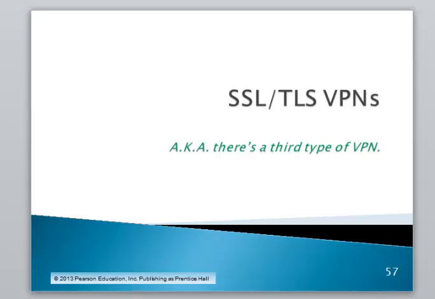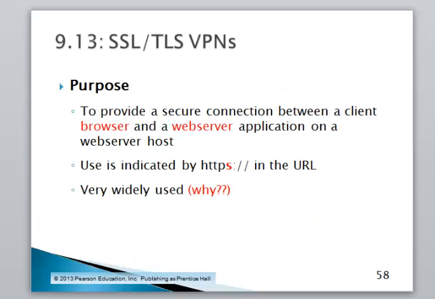Finally, after the book says there are two types of VPN, then it gives you a third type, right? The SSL TLS type of VPN, which is the most inexpensive type of VPN. It's the cheapest because it's not encrypting all traffic. All it's doing is just encrypting the traffic between your browser and a single web server. And I say a single web server, not all web servers, because it's site by site.